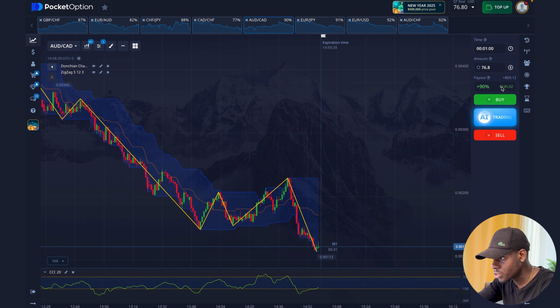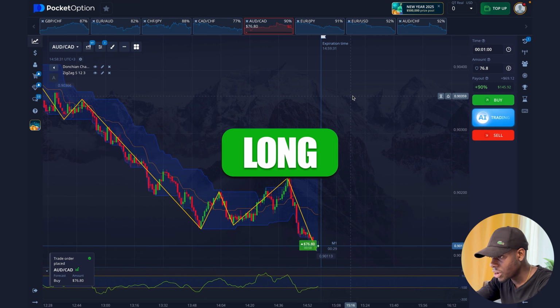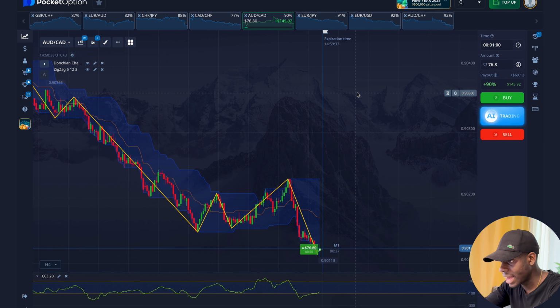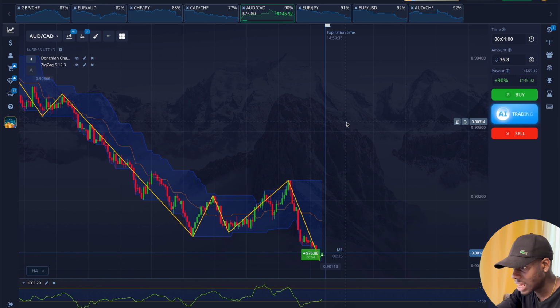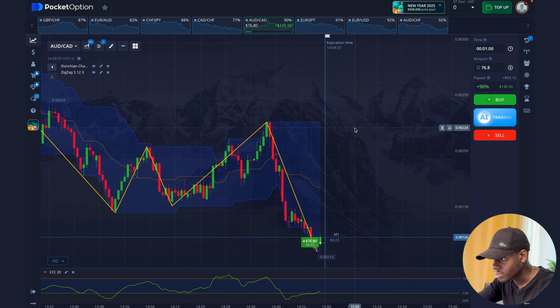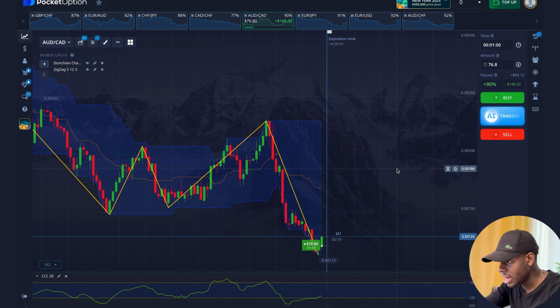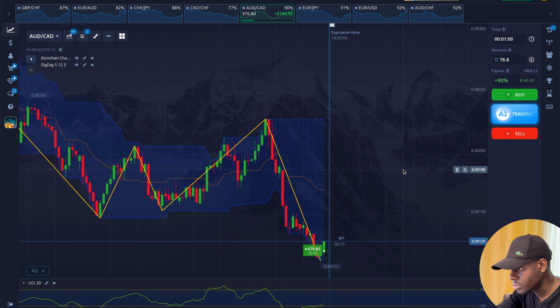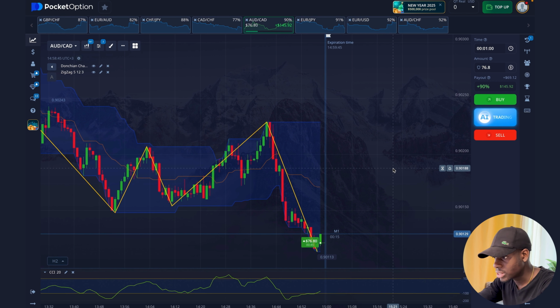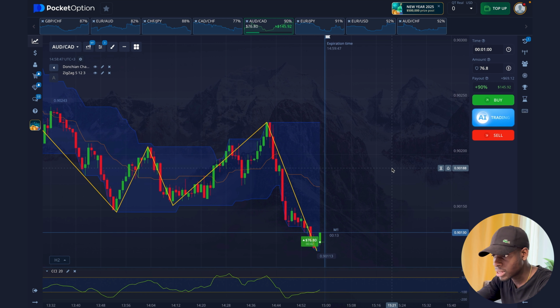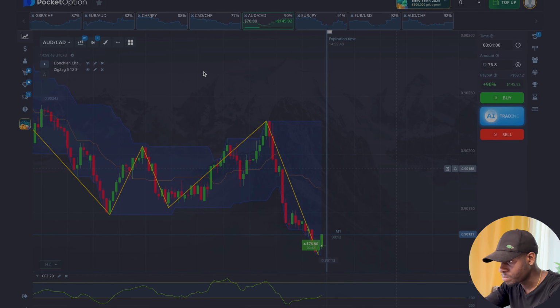Perfect, guys. So we have another trade here, and this is very, very similar to the first trade we entered. We got our zigzag update, as you can see, and we also had a touch of the edges of the Donchian channel. Okay, guys, let me just set up the workspace.